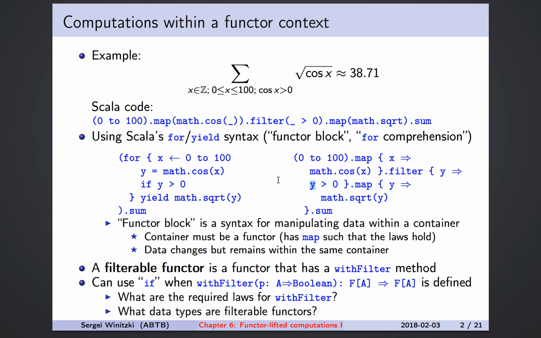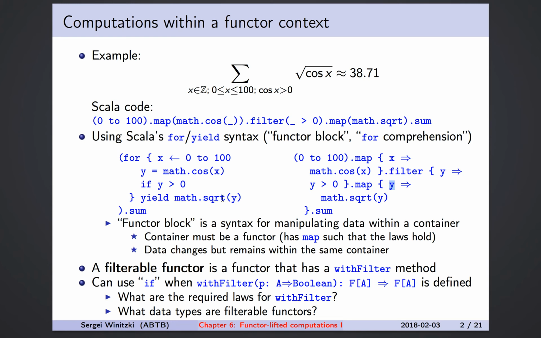The next line here says if y greater than 0. Now if is a keyword, and this is an expression that should evaluate to Boolean. Just like here, this is an expression that should evaluate to Boolean, and this is under filter. The last line is yield, and after yield there can be some expression. This expression is what comes here after we do the last map.